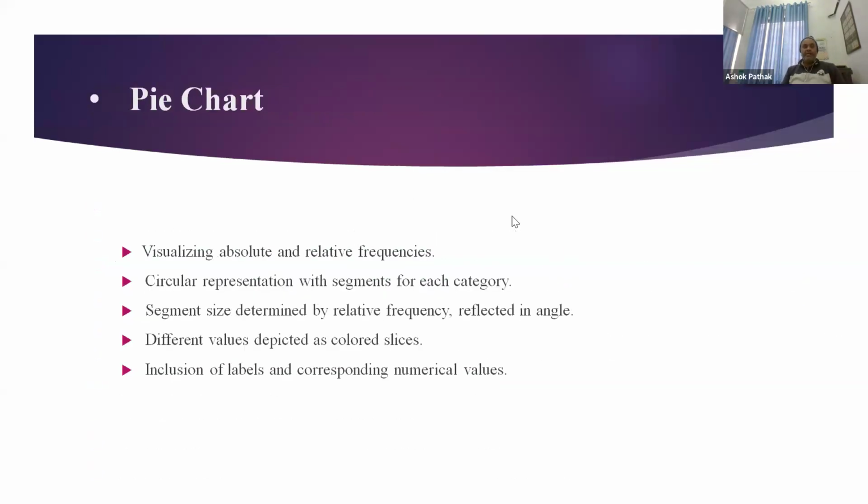So what is the pie chart? A pie chart is for visualizing absolute and relative frequency. Since its name is pie chart, it should look like a circular chart, okay? Circular, representing each category with a segment, segment size determined by relative frequency, reflected in angle, and different values depicted as colored slices, and inclusion of labels and corresponding numerical values will give you this.